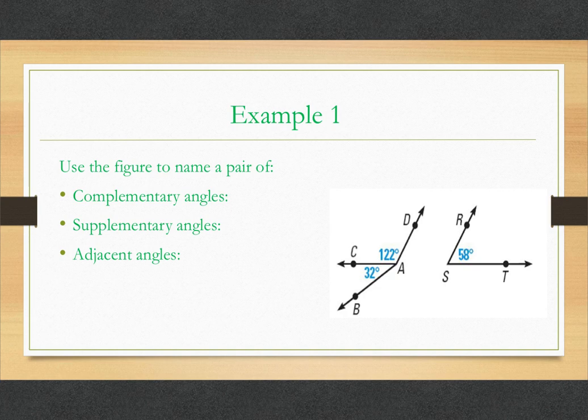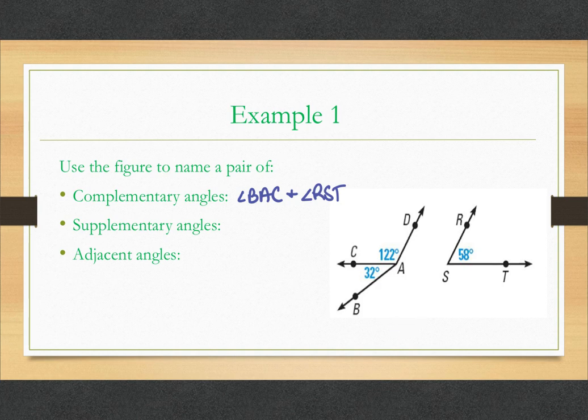Example 1 says use the figure to name a pair of complementary angles. So complementary add up to 90 degrees. These are too big. If I do 32 with 58, that's where my 90 comes into play. So this would be angle BAC and angle RST.